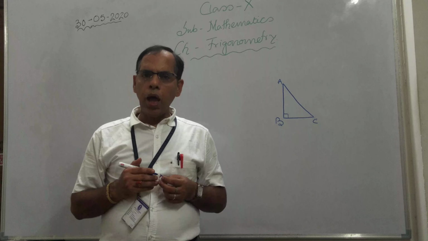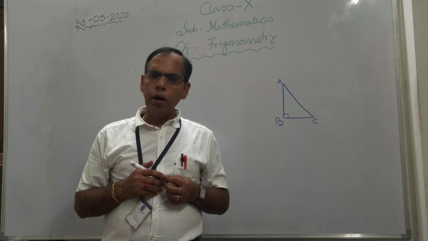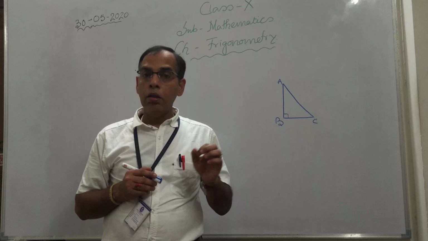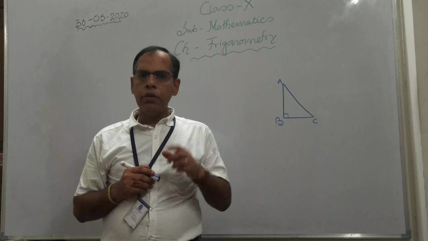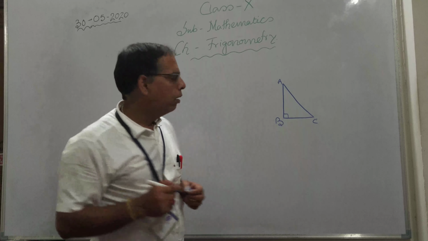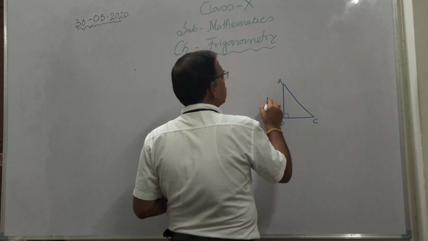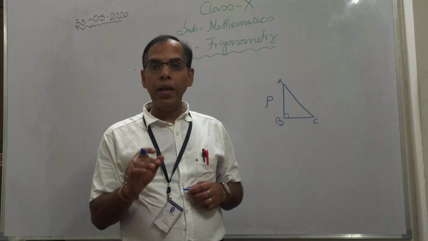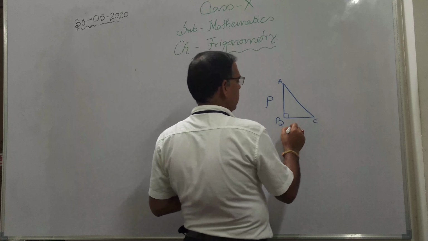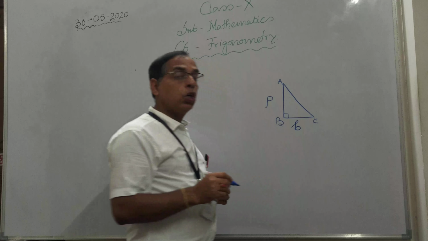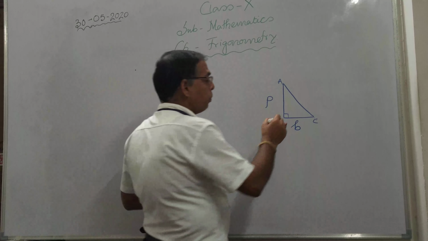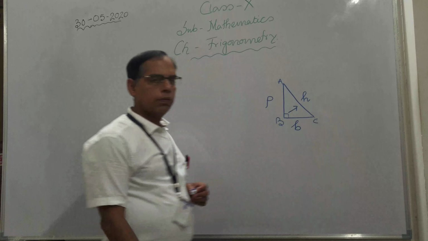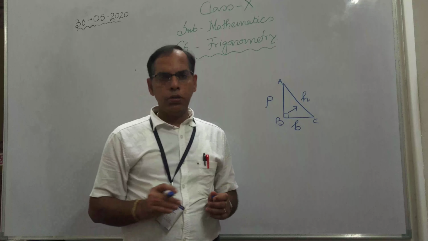Now, the line drawn from the vertex to the base, line drawn at what angle? 90 degree. Then that is known as perpendicular. So this is perpendicular. It is denoted by P. And drawn on which? Base. It is denoted by B. And the side opposite to right angle, this is the one. This is the hypotenuse.